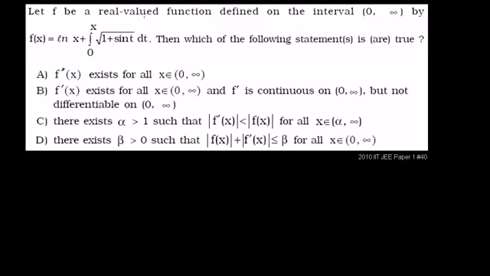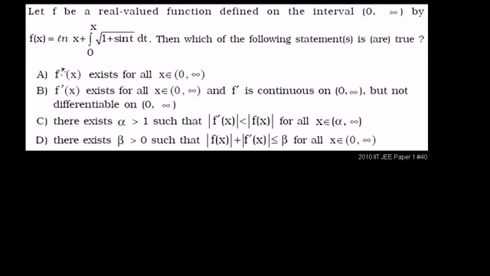Let f be a real valued function defined on the interval from 0 to infinity. It does not include 0. And f is defined as the natural log of x plus the definite integral from 0 to x of the square root of 1 plus sine of t dt. Then which of the following statements are true? More than one of these might be true. So let's figure them out.